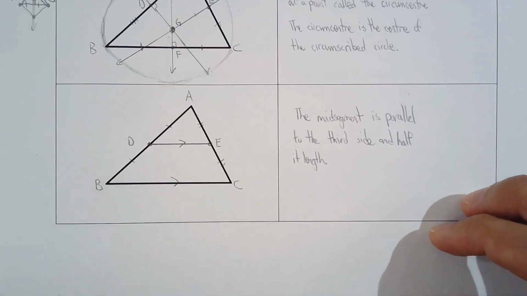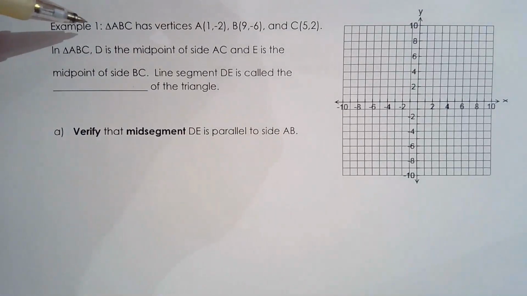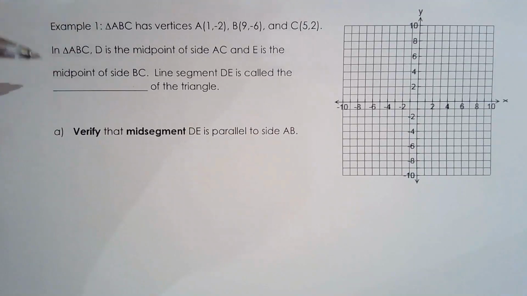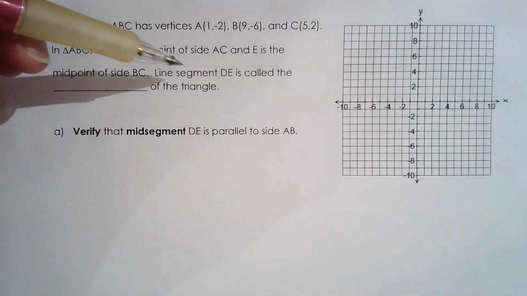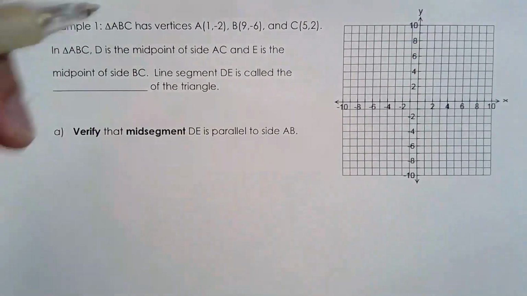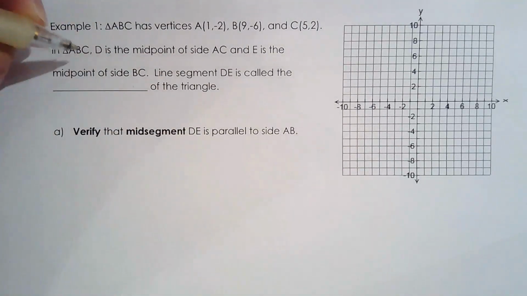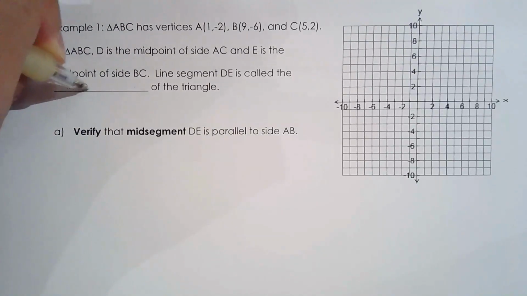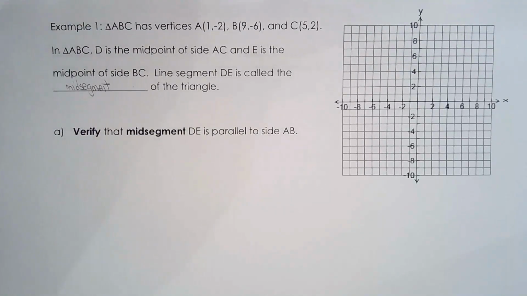Okay, let's do some examples. In example 1, we have triangle ABC with the given vertices A, B, and C. They tell us that D is the midpoint of AC and E is the midpoint of BC. Line segment DE, joining the midpoints D and E, is called the midsegment. And we know how the midsegment is special. We just talked about it. We're just verifying that it's true.